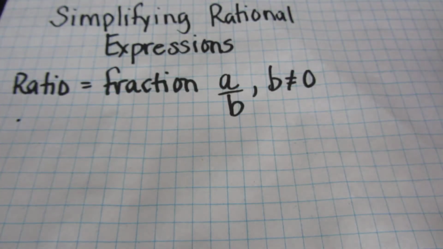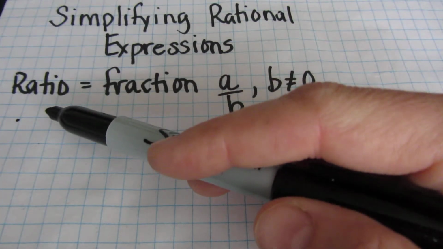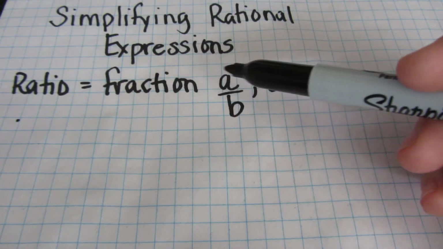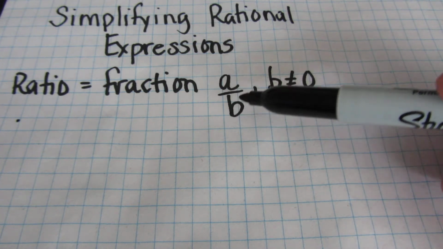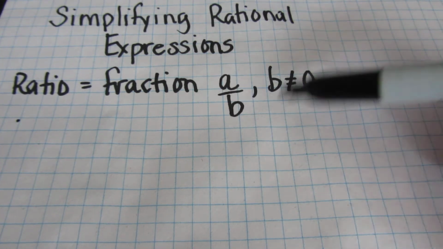Okay, today we're going to be simplifying rational expressions. It's important to remember that a ratio is a fraction in the form of a over b, where a is the numerator, b is the denominator. And since b is the denominator, b cannot equal 0. So let's talk about excluded values.